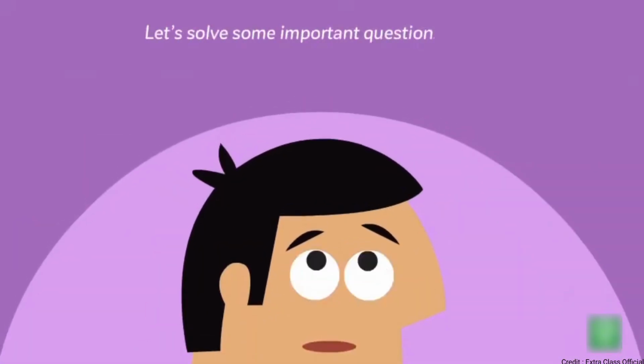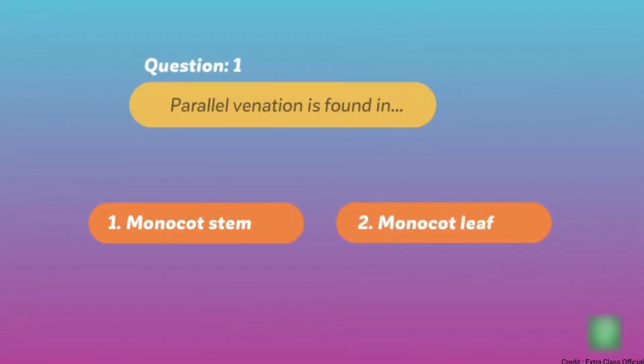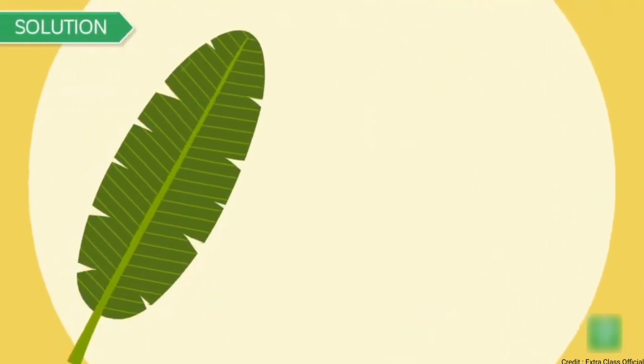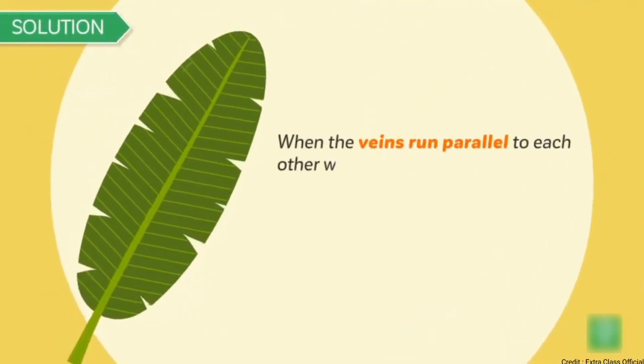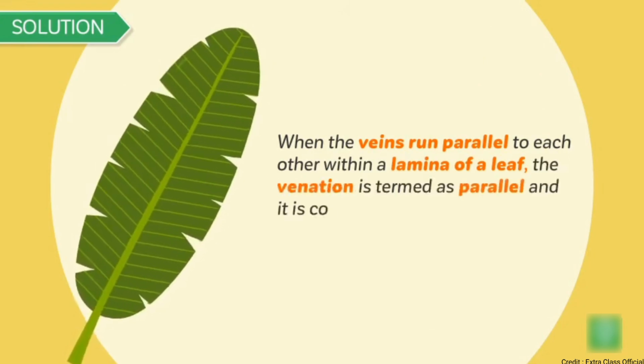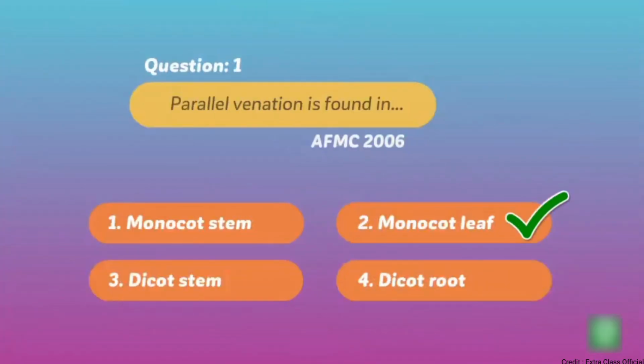Let's solve some important questions asked in medical entrance exams. Question 1. Parallel venation is found in: number 1, monocot stem; number 2, monocot leaf; number 3, dicot stem; number 4, dicot root. This question was asked in AFMC 2006. Solution. When the veins run parallel to each other within a lamina of a leaf, the venation is termed as parallel and is common in monocotyledons. Hence, option 2 is correct.